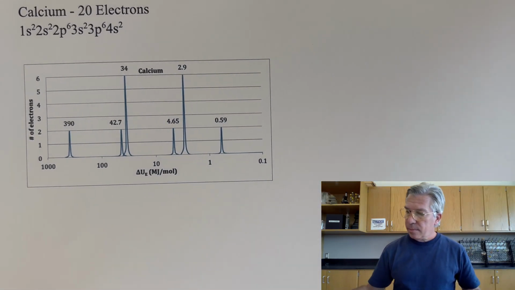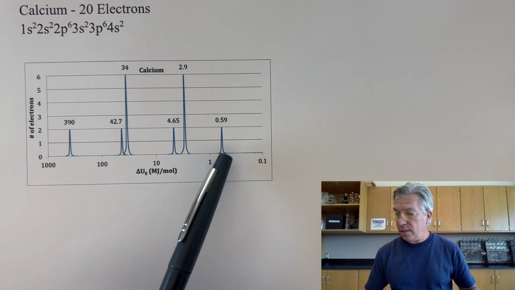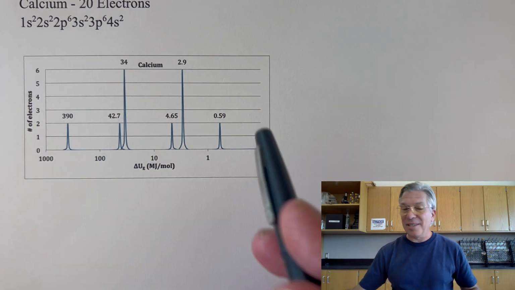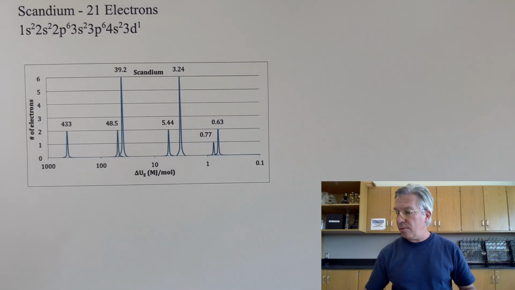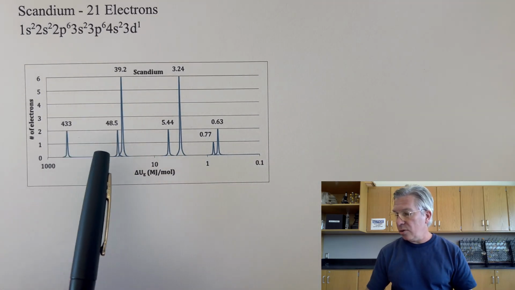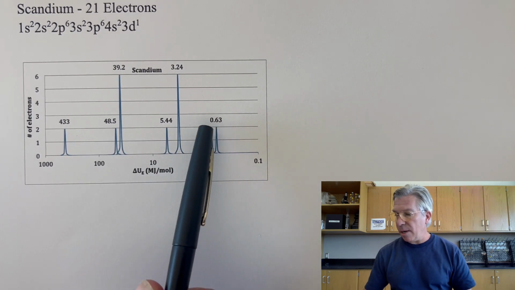Calcium adds the 4s2, so now it's the same size as the other s's, sorry about that. And finally, let's talk about scandium. Take a look at what happens here: 1s2, 2s2, 2p6, 3s2, 3p6. Here's the 4s2. Notice it's the same height as that.